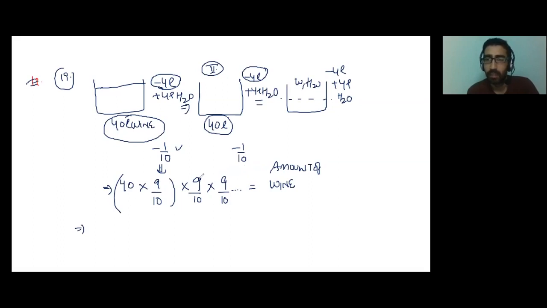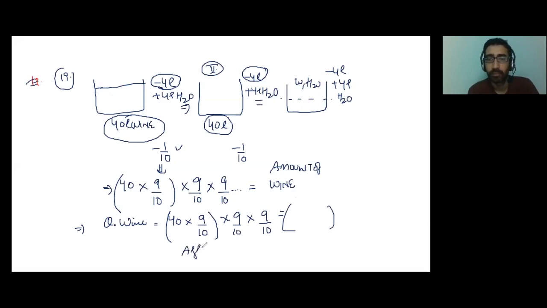Is this clear, guys? So if this process happened in total, say 3 times, then Q wine, meaning quantity of wine present at the end after this has happened 3 times, is going to be 40, the initial quantity, into 9/10 retained after operation 1, into 9/10 after operation 2, after the same process has been carried out the second time, into 9/10 the third time the process has been carried out. This has to be your quantity after 3 operations. Is this clear?